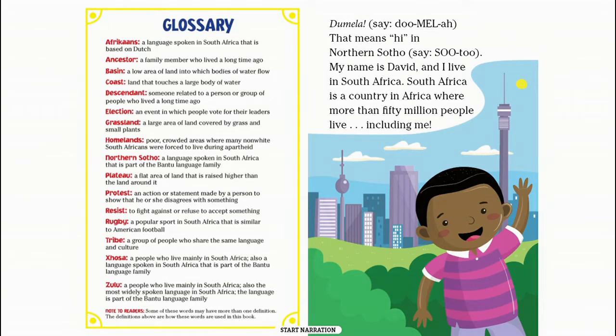Dumela. That means hi in Northern Sotho, one of the languages in South Africa. Dumela. Hi. My name is David, and I live in South Africa. South Africa is a country in Africa where more than 50 million people live, including me. That's more people than live in Canada. 50 million people live in South Africa.